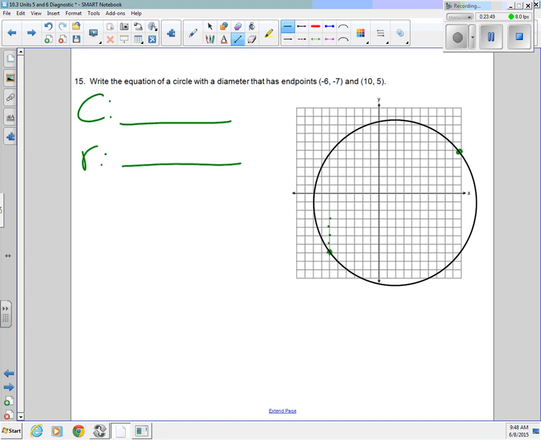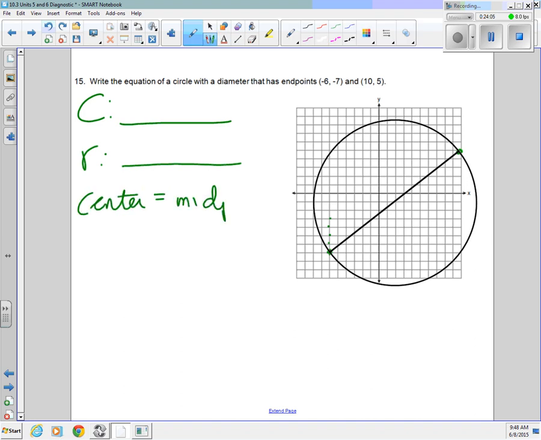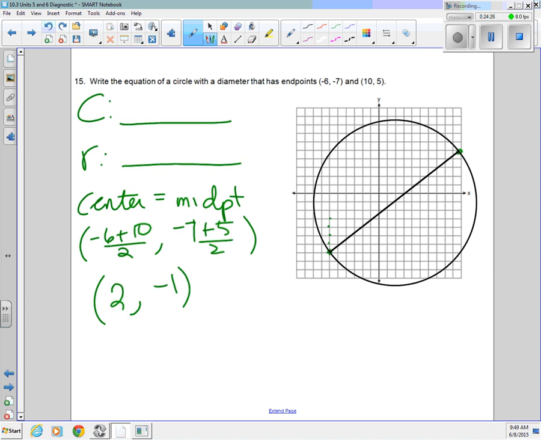So if I connect the 2 points on the end of the diameter, I'll notice I have to get the midpoint of that segment. That will be the center of the circle. So the center of the circle is the midpoint of the diameter. So here we go. Negative 6 plus 10 over 2, comma, negative 7 plus 5 over 2. So negative 6 plus 10 is 4 over 2 is 2. And negative 7 plus 5 is negative 2 over 2 is negative 1. So my center is at 2, negative 1.